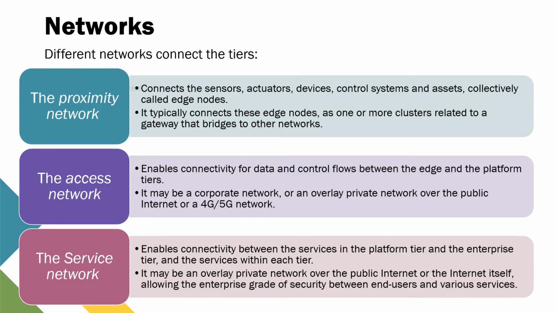The last one is the service network. This service network enables the connectivity between the services in the platform tier and also the enterprise tier. It also can be used for the services within each tier. It can be an overlay private network over the public internet, or the internet itself. This one will allow enterprise-grade security between end users and also various services.